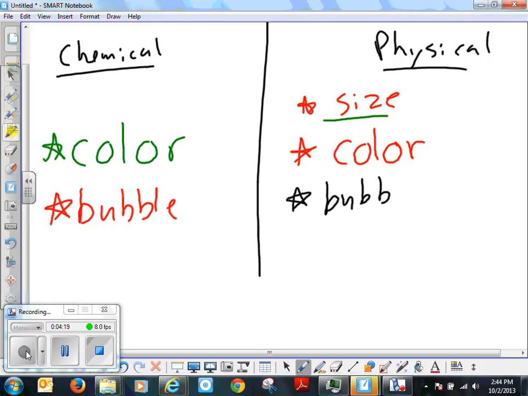Well, have you ever opened up a pop bottle and you see a bunch of bubbles all of a sudden in the pop? Do you think that was a chemical change? No, that was not a chemical change. What happened is that carbon dioxide was dissolved into the liquid.